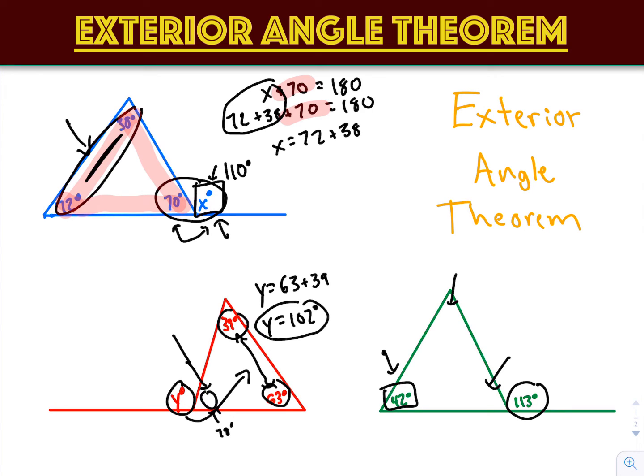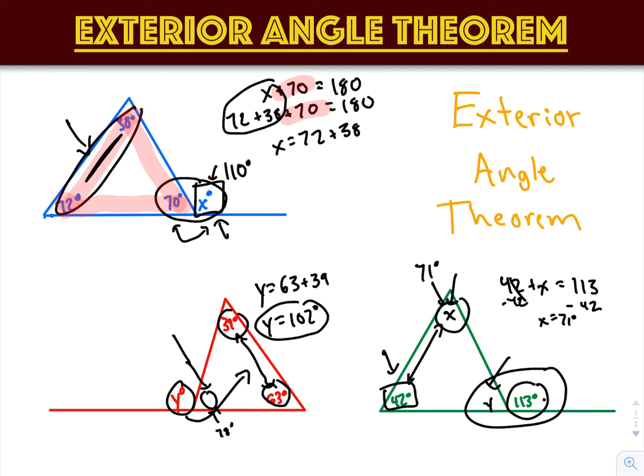Okay, the reason this works is that we know that 42, and let's just call this x and this angle y, plus x equals 113, because my two interior opposite angles here equal the outside exterior angle, which means that x here is 71. And there are actually two ways I could find y now. I know that y is the supplement of 113 here.